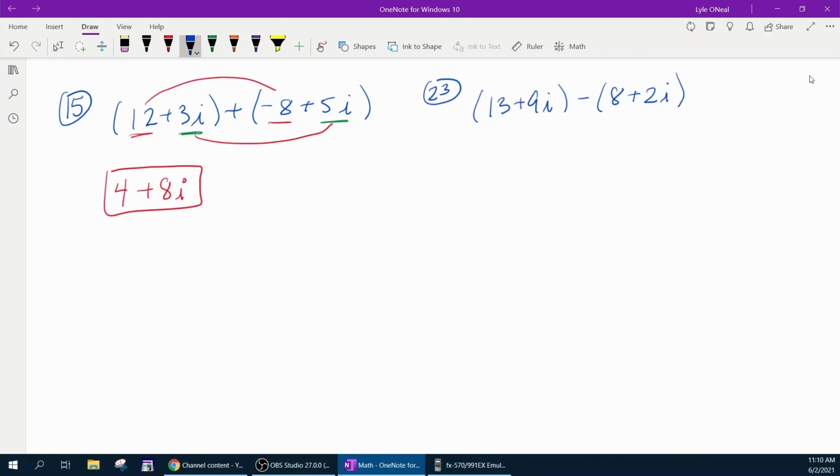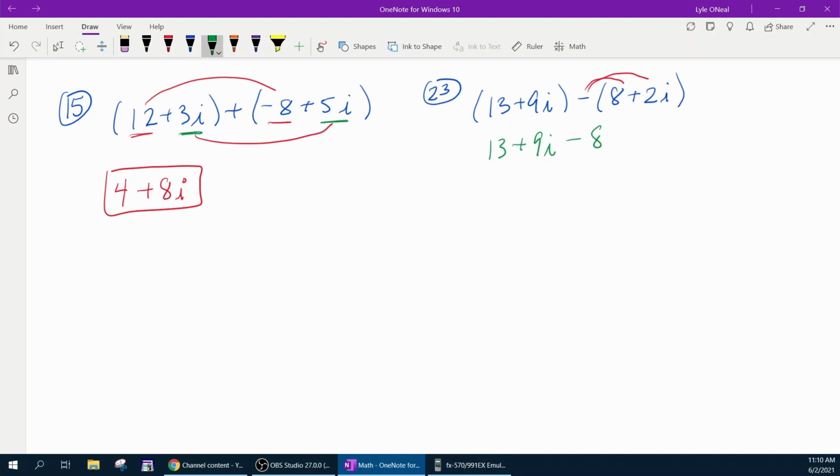Next example, number 23. Here we have subtraction with complex numbers. And this, again, is just about as easy as addition. The only thing you need to remember is that this minus needs to distribute and that will change the signs. So we're going to have 13 plus 9i.